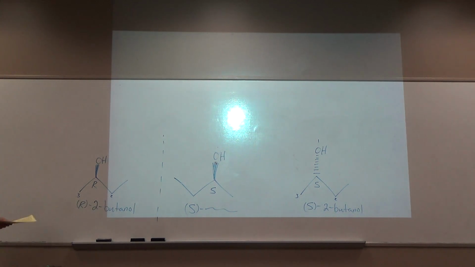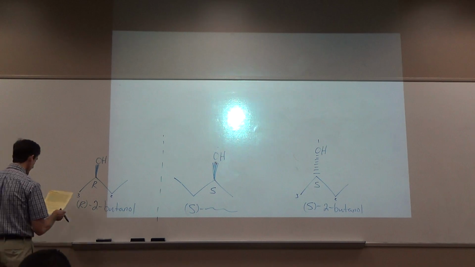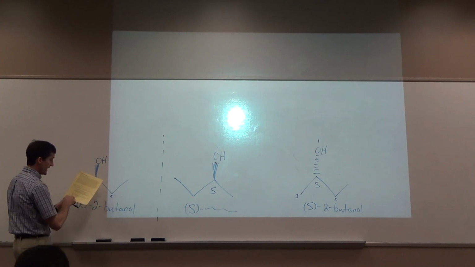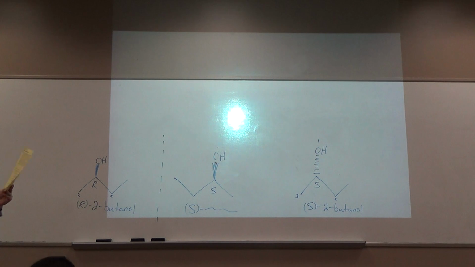Now, these are enantiomers, so they're optically active. That means one will rotate plane polarized light one way, one will rotate PP light the other way. We have some data. Alpha in brackets means specific rotation, and when it's in brackets, it means it's been normalized. Okay, and we'll be doing this in lab this week.